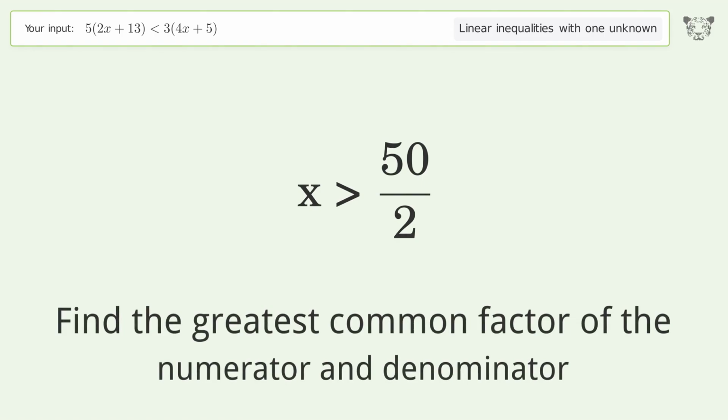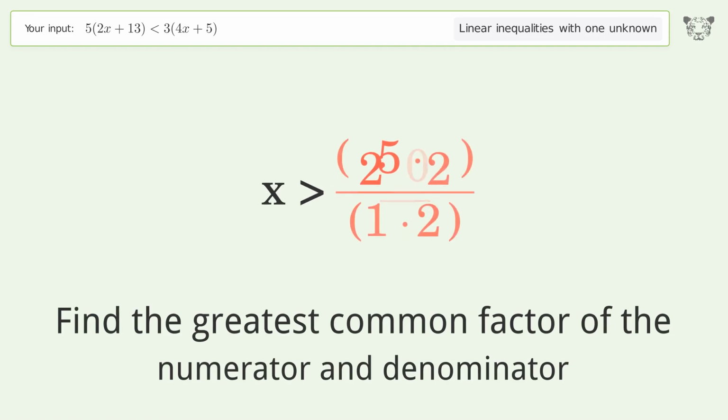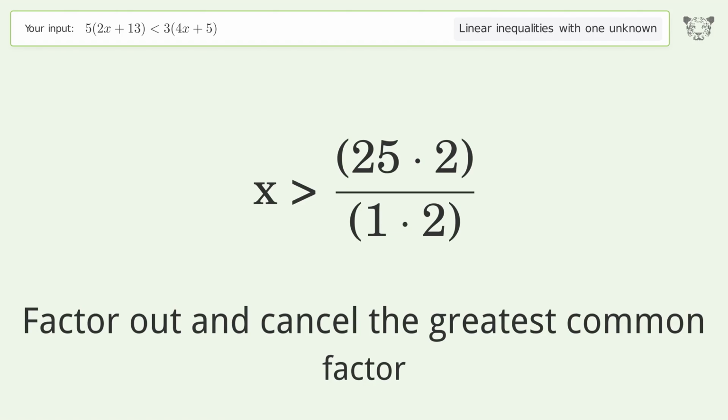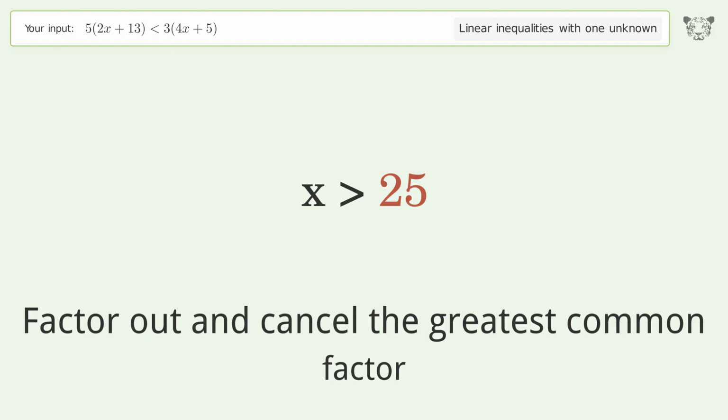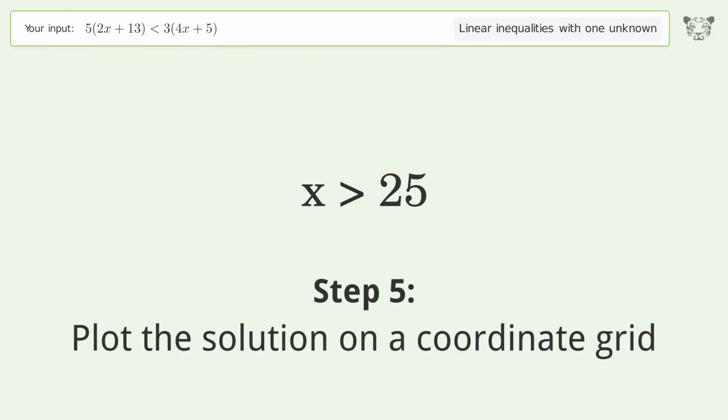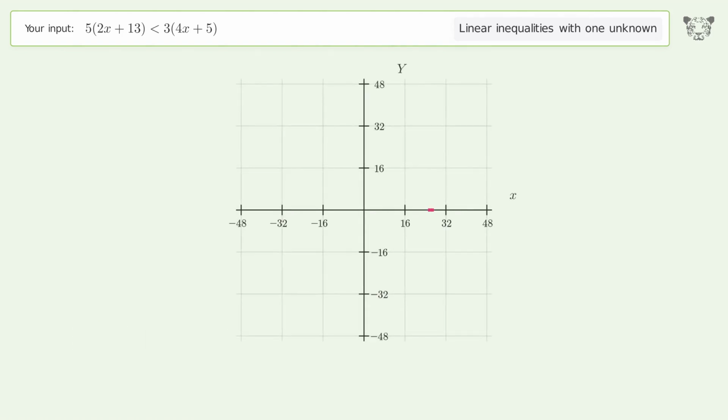Find the greatest common factor of the numerator and denominator. Factor out and cancel the greatest common factor. Plot the solution on a coordinate grid. And so the final result is x greater than 25.